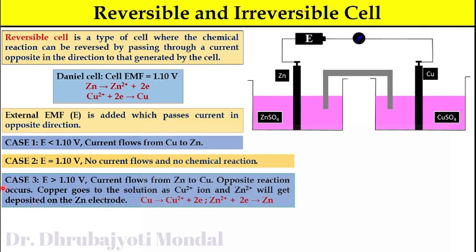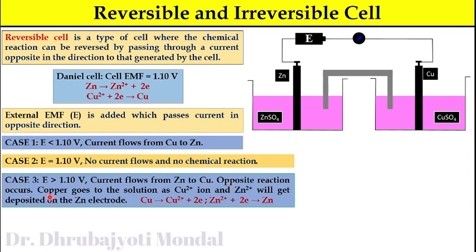Now consider case 3. Here the external EMF is greater than 1.10 volt. So here current flows from zinc to copper. So here you can see the opposite case. Here current flows from zinc to copper. Okay, in the first case, when E is less than 1.10 volt, current flows from copper to zinc. But here, zinc to copper. And you can see opposite reaction occurs.